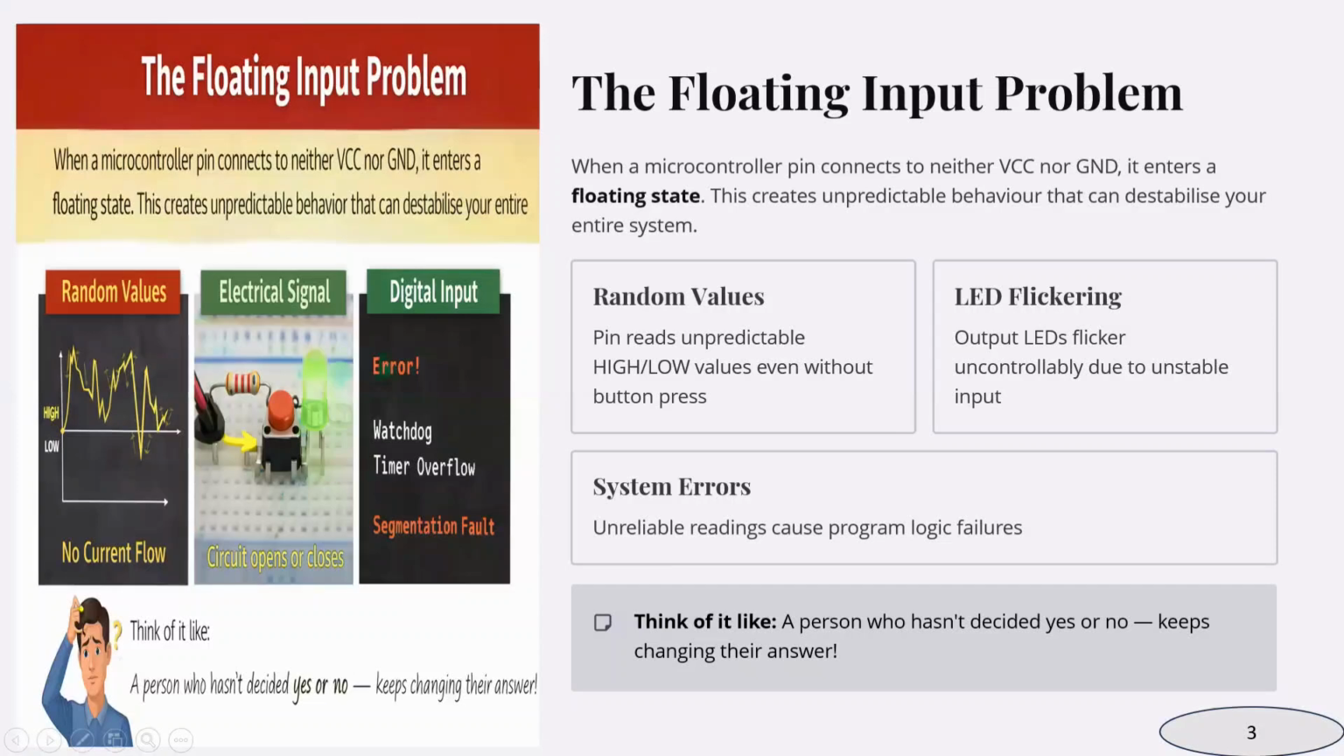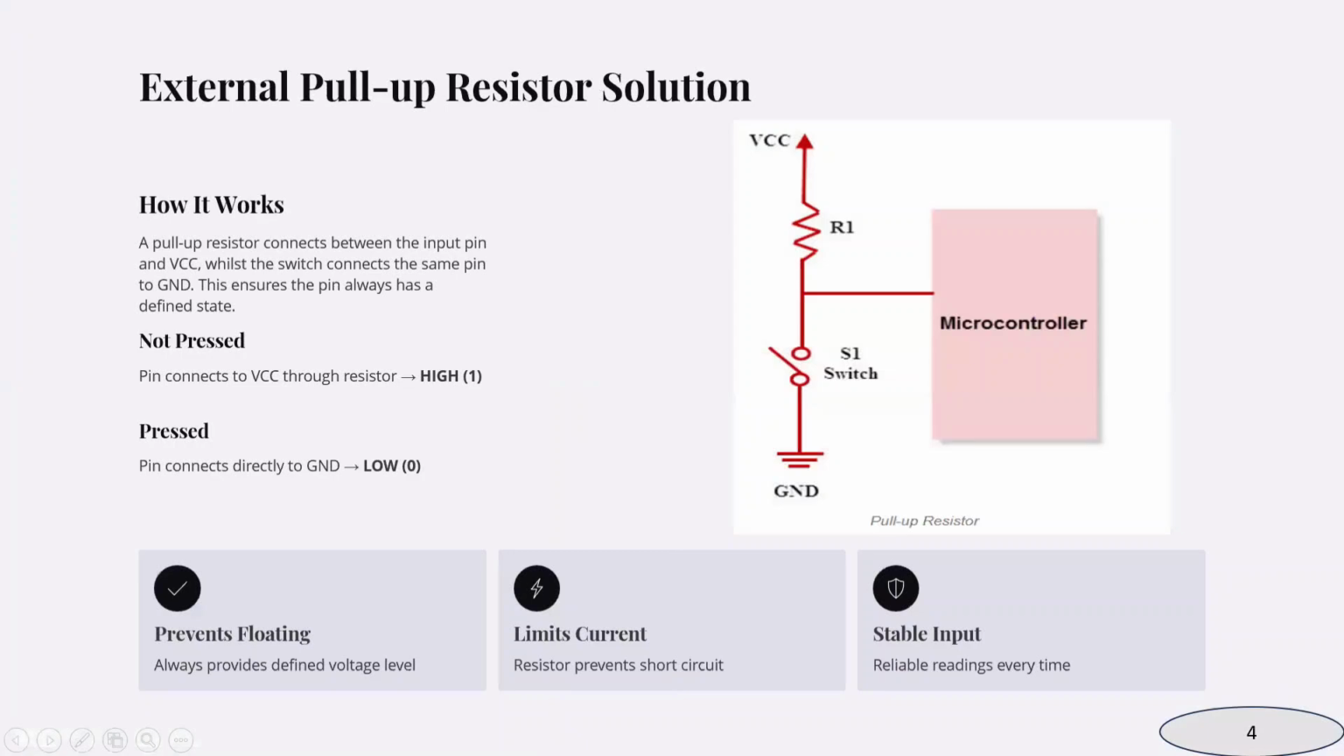A simple way to understand this is to imagine a person who cannot decide yes or no and keeps changing the answer. To solve this problem, we have two solutions. They are external pull-up resistor solution and external pull-down resistor solution. Now we'll check what is external pull-up resistor solution.